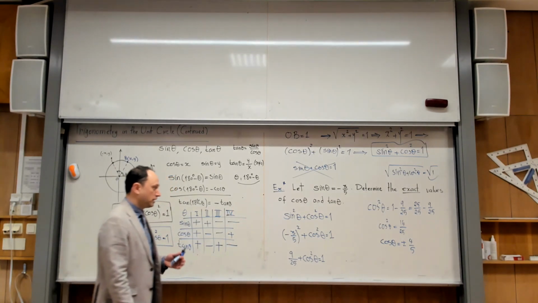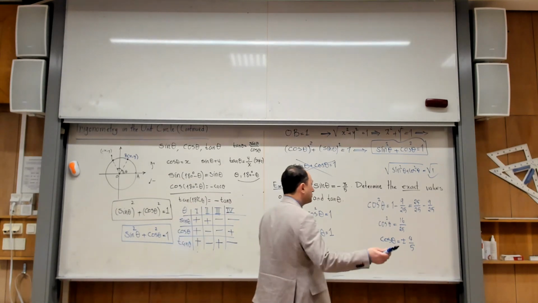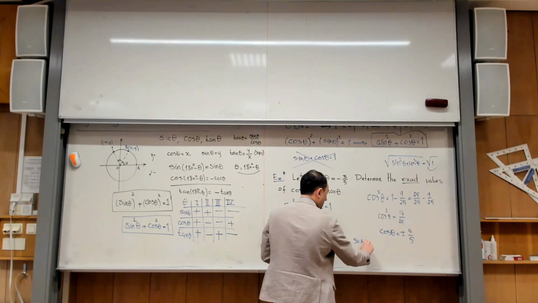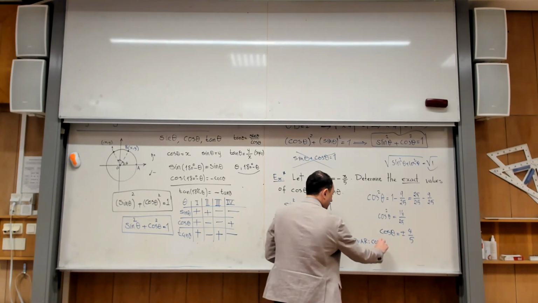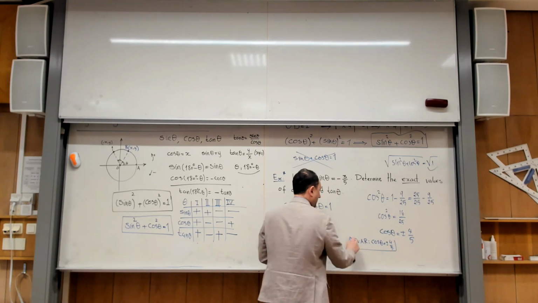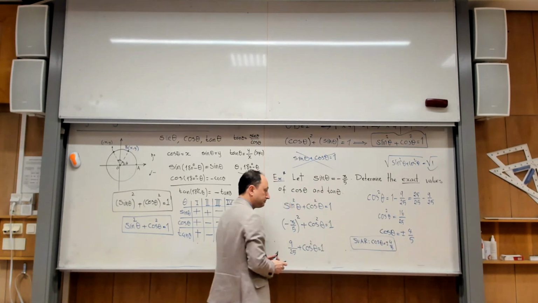Yes? I will give you another example. In that case, I have to consider both scenarios. So I would say that the answer for one part is this. Cosine theta is plus or minus 4 over 5. That is a partial answer only to the first part.